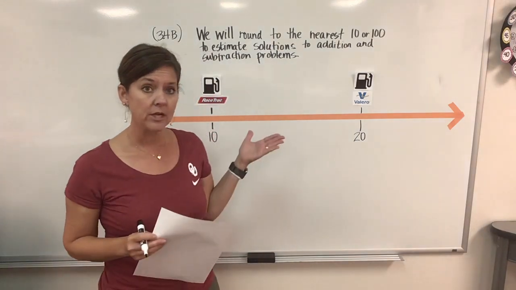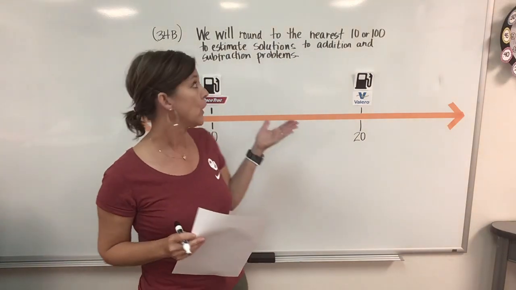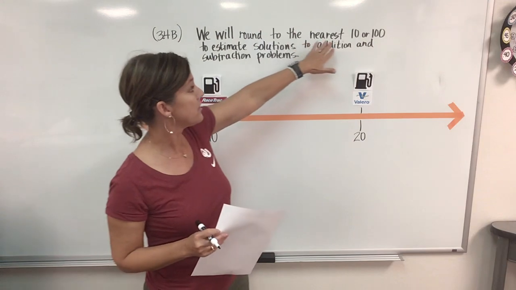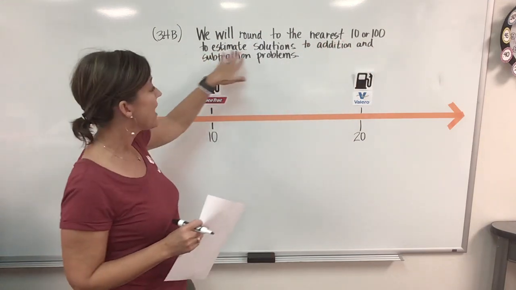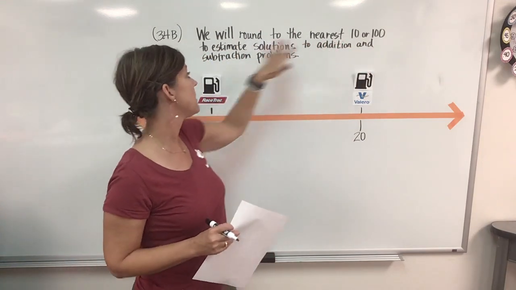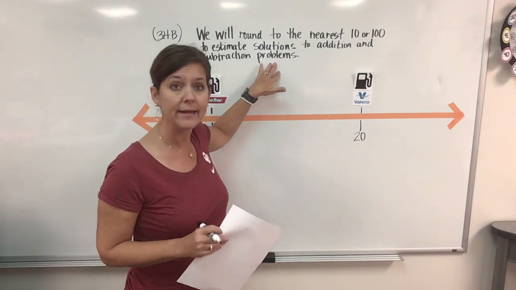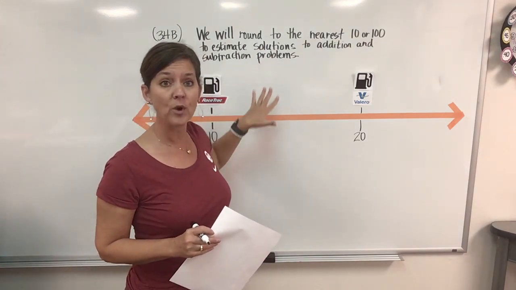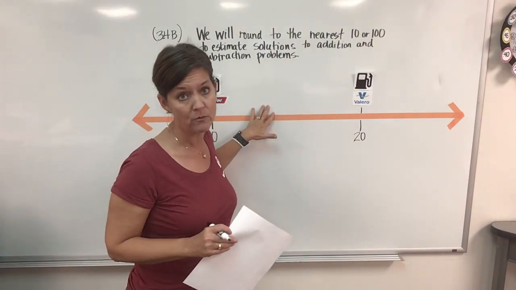So I want you to look at the learning objective that we have for 3rd grade, and it's: we will round to the nearest 10 or 100 to estimate solutions to addition and subtraction problems. So here's where we're going to get. But to get to this, we're going to have to first learn how to round.